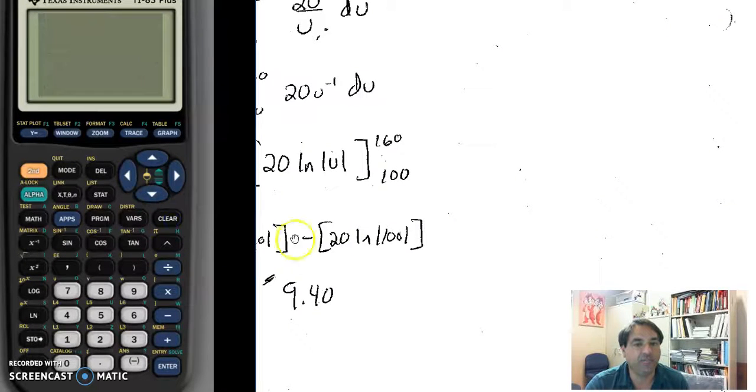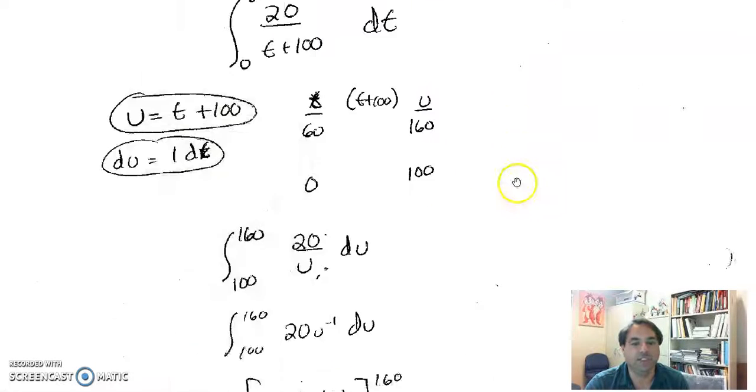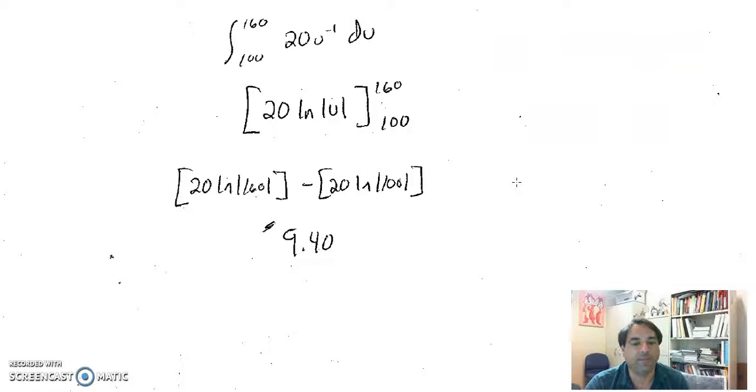But again, we can check it from the beginning, from the original problem. We do math 9, 20 divided by parenthesis x plus 100, close parenthesis, comma x, comma the original went from 0, comma 60, close parenthesis, enter. $9.40. And this concludes Chapter 6.